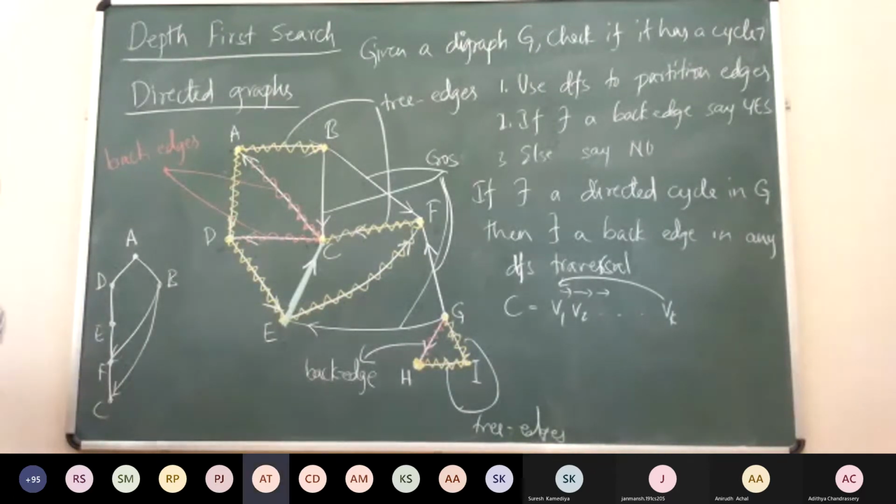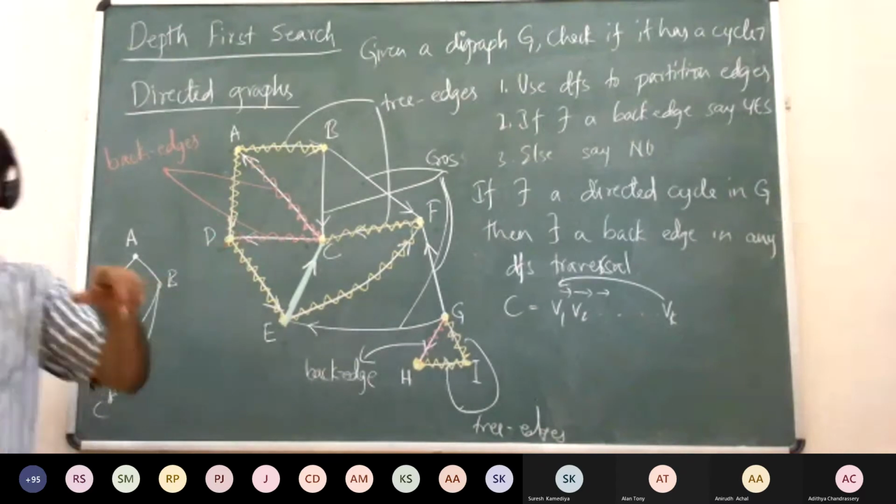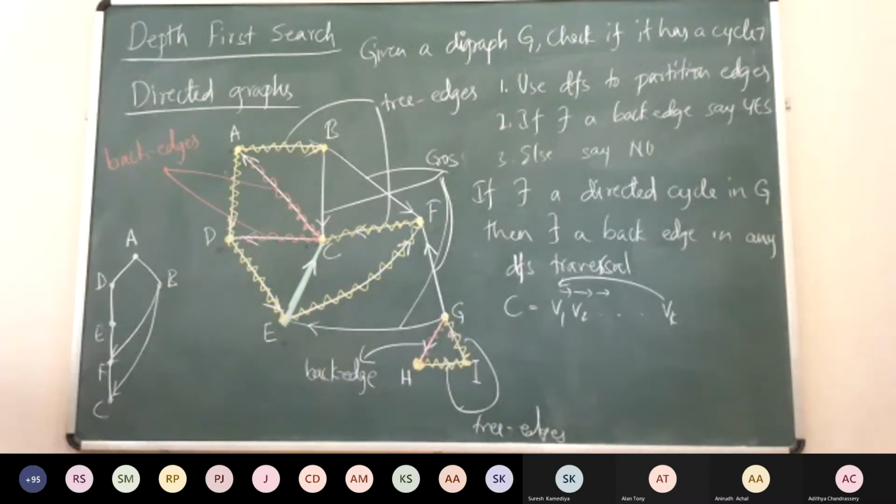In directed graphs, a cycle can be formed with two vertices, right? If we have U to V and V to U, we can have a cycle. That is always possible. A two-cycle: V1 to V2, V2 to V1 can be a cycle. That is a possibility.